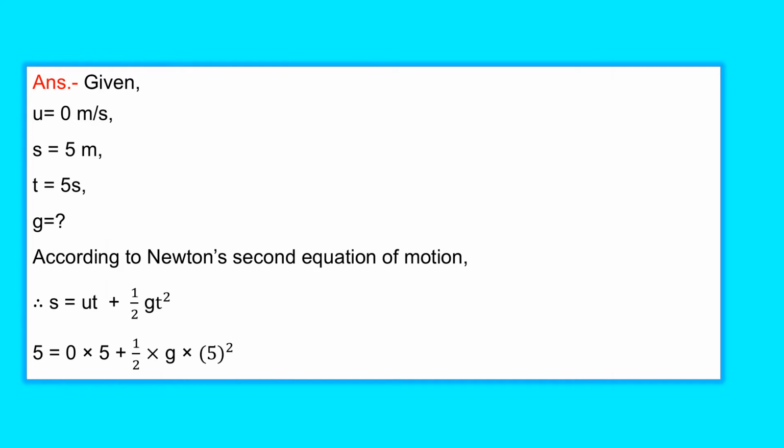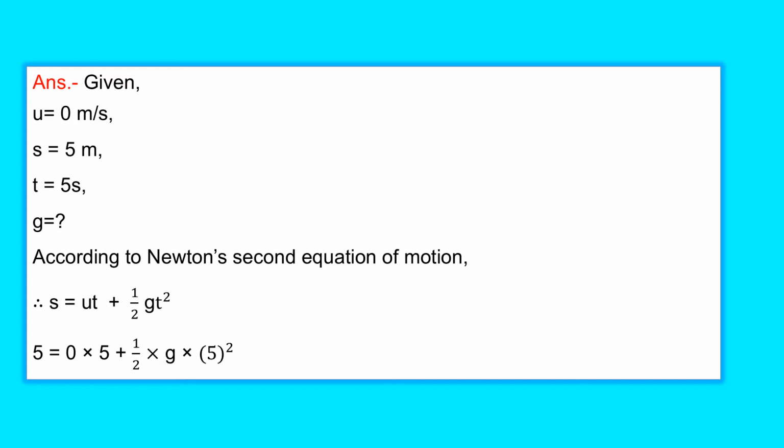First of all, we will write the given things. u, that is initial velocity, is equal to 0 meter per second. s, that is distance, is equal to 5 meter. Distance means here height only, so it is 5 meter. So t is equal to 5 second. g, that is gravitational acceleration, is equal to question mark. That is, we have to find out that.